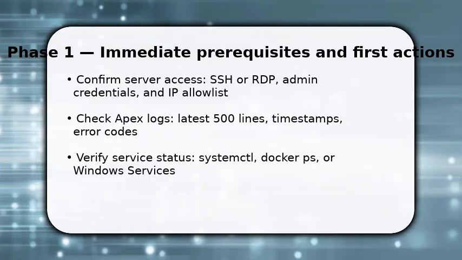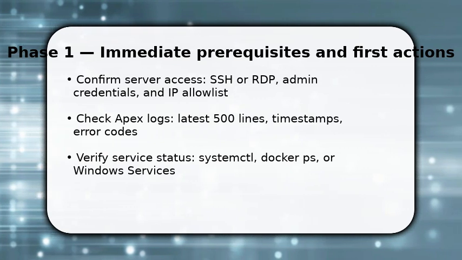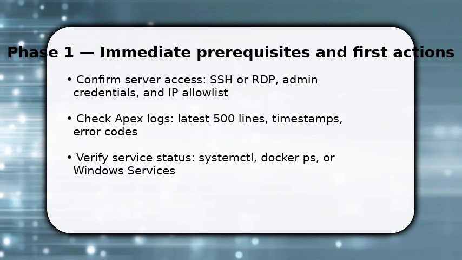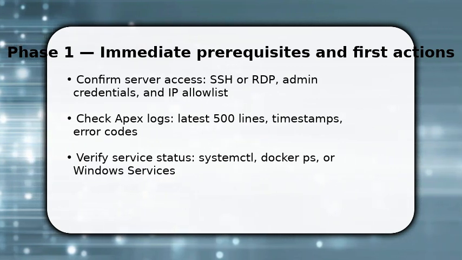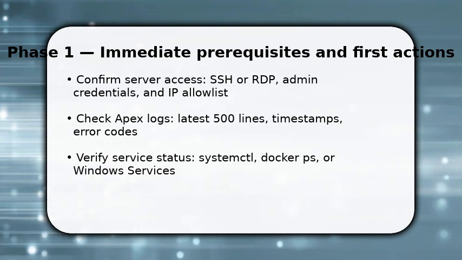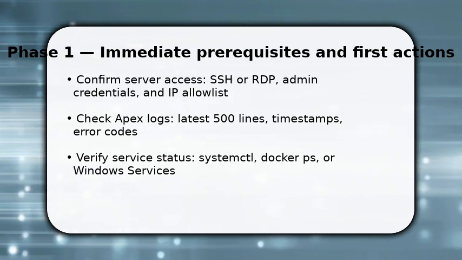You start by confirming prerequisites: access, permissions, and logs, then act. First, SSH into the host or open RDP, because without access you cannot proceed. Once connected, pull the latest Apex log lines, focusing on timestamps and error codes to locate the trigger.